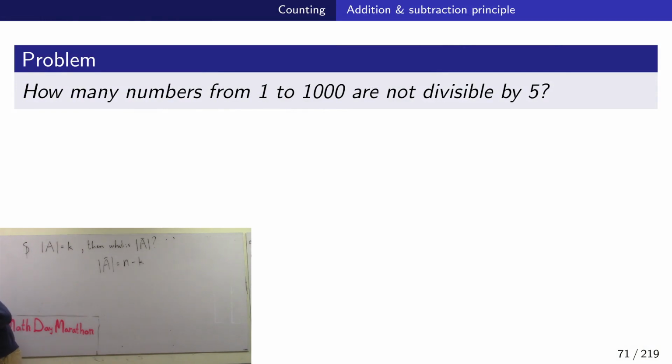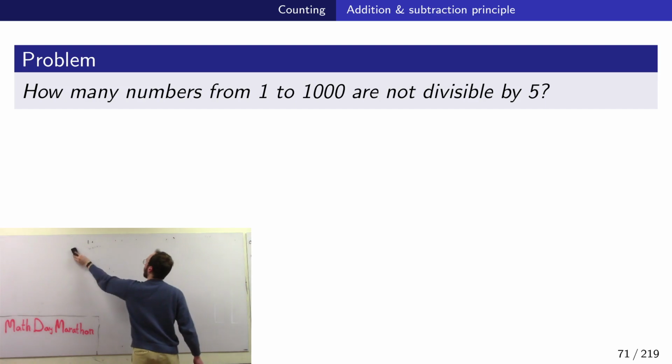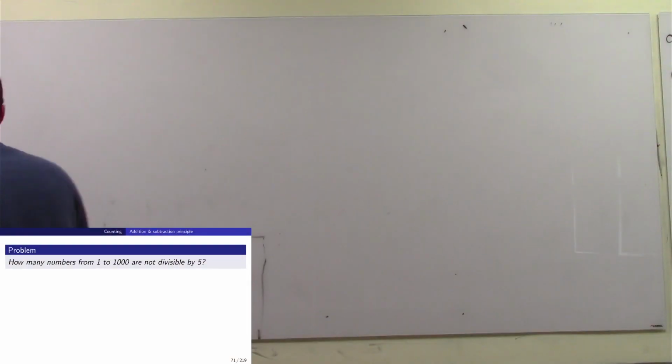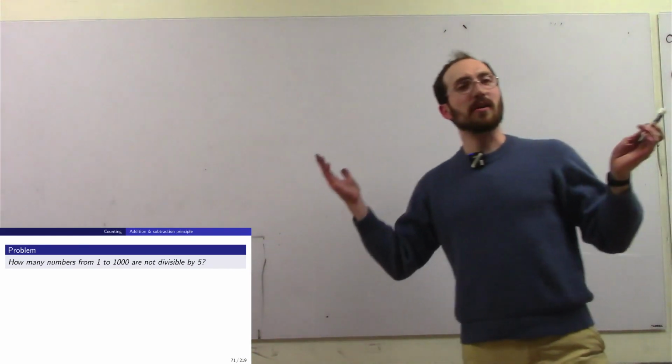So now we might ask this question. How is this going to be solved? We ask how many numbers from 1 to 1,000 are not divisible by 5? Why didn't we ask how many are divisible by 5? Trick question, they're the same question. So, how many numbers from 1 to 1,000 are not divisible by 5? Let's figure out the ones that are divisible by 5.